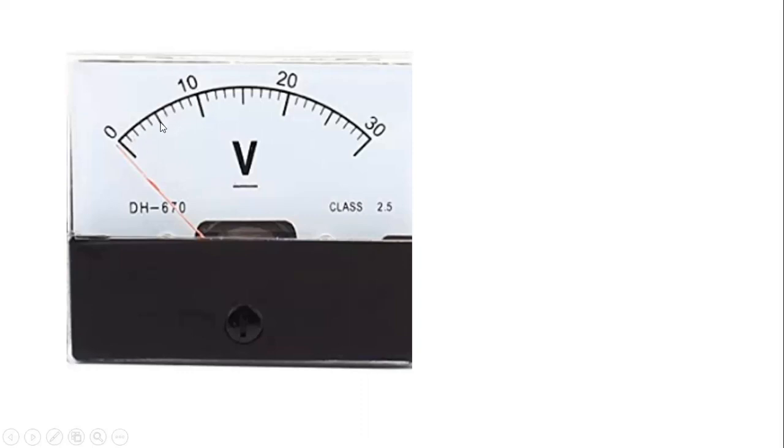Means between 0 and 10 there are 10 divisions. Hence from 0 to 30 there will be 30 divisions. Hence for 30 volts there are 30 divisions. Hence each division corresponds to 1 volt. Hence 1 volt will be the least count of this voltmeter.